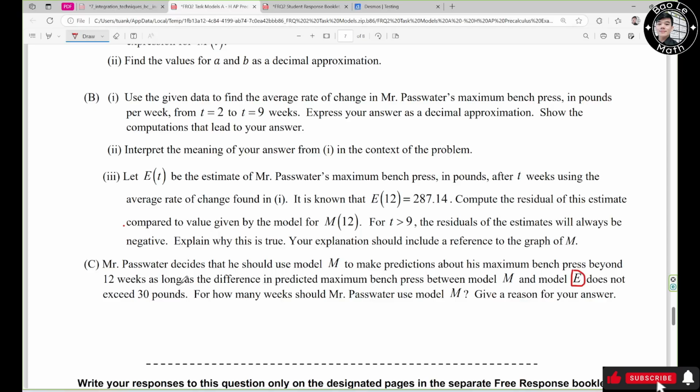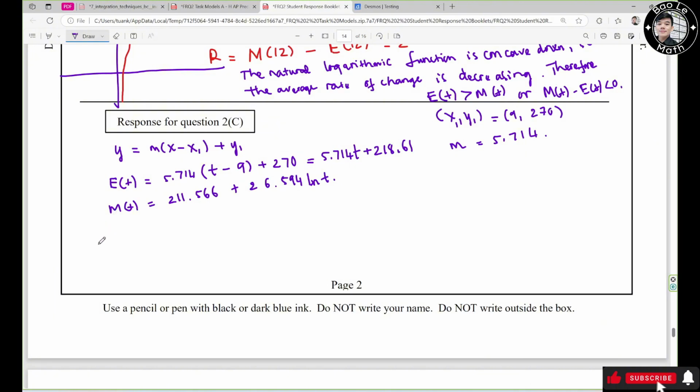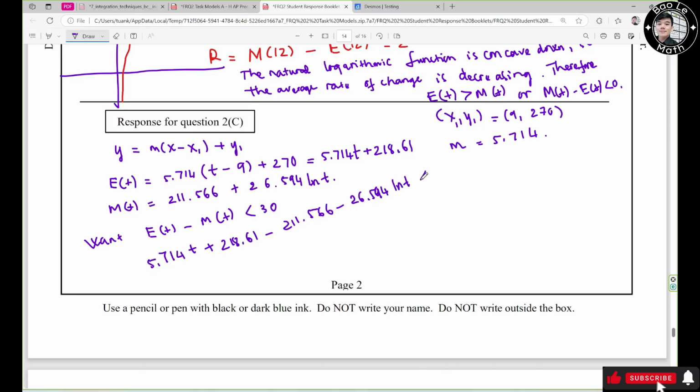Now we go back over here. We need this: the difference in predicted maximum bench press between Model M and Model E does not exceed 30 pounds, right? So which means we want E(t) minus M(t) less than 30, right? So we have E(t), which means 5.714t plus 218.61, subtract 11.566, and then subtract this one, 26.594 natural log of t, less than 30.